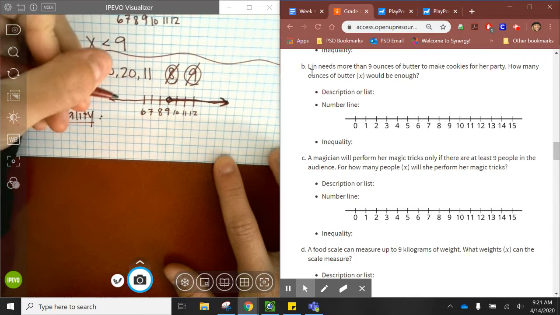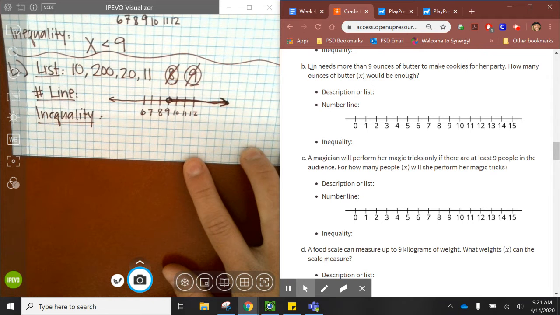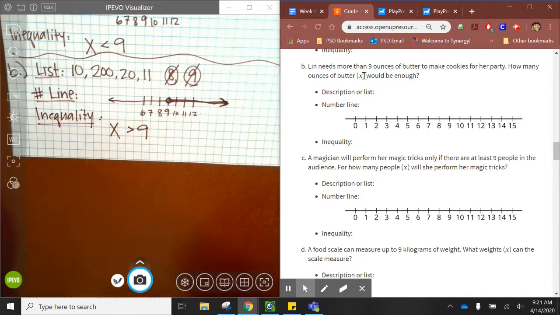Okay, so there's our graph on our number line, and our inequality is going to be, it says x is our variable, how many ounces of butter x would be enough. If x is greater than 9, then x will be enough.